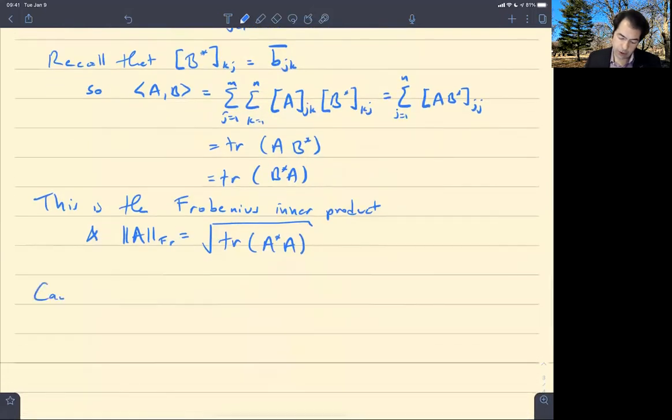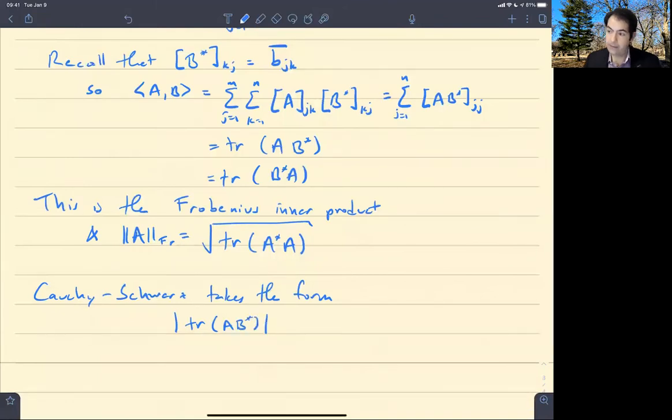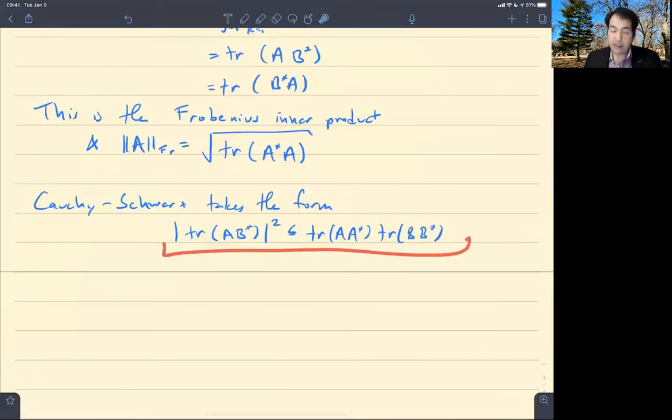So here, Cauchy-Schwarz takes the form. So it says that the trace of A B star or B star A, modulus squared, is less than or equal to the trace of A star A times the trace of B star B. Right? And if you look at it like this, it might seem a little strange, in that how in the world are you going to prove this fact about traces of matrices? But it's just a particular case of Cauchy-Schwarz, which we've now proven in arbitrary inner product spaces.